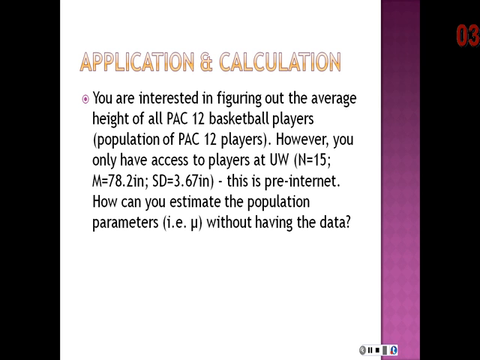So let's apply this concept and calculate it. Say you're interested in figuring out the average height of all Pac-12 basketball players. So this is your population of interest, right? Pac-12 basketball players. However, you only have access to players at University of Washington. There are 15 players with a mean of 78.2 inches tall, standard deviation of 3.67 inches tall. Let's just say this is pre-internet. That's why you only have access to UW players.